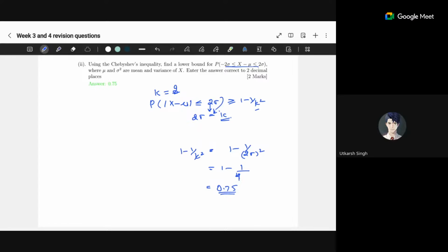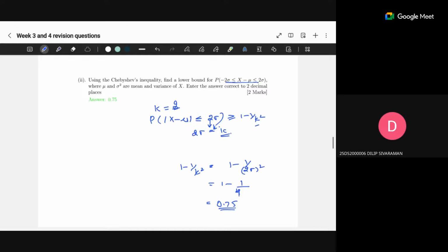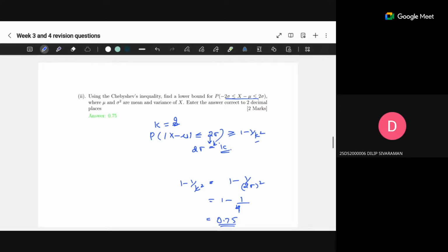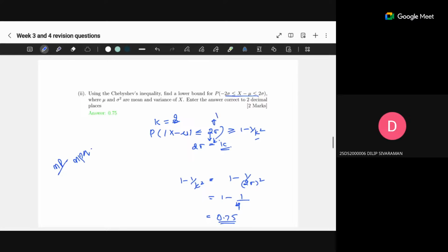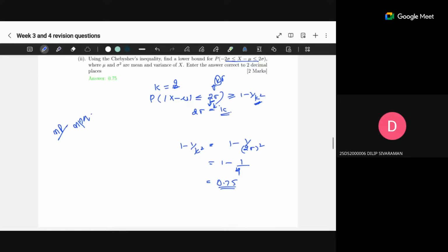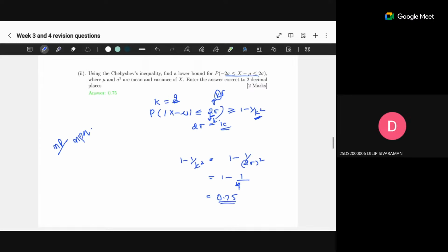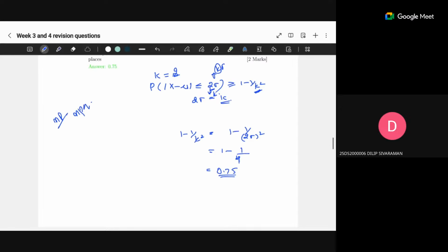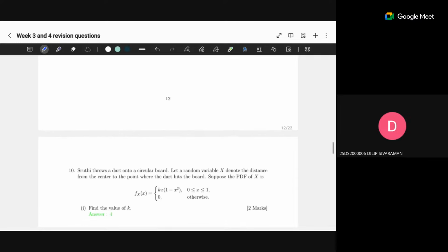Shall I proceed now? Ma'am, one quick question. What is mu here? Mu should be np, no? Okay, and my sigma square is npq. So basically this is what my k sigma is. If we just equate it, my k is equal to 2, so we have the value of 2. Thank you, ma'am. I just confused it with the other inequality.